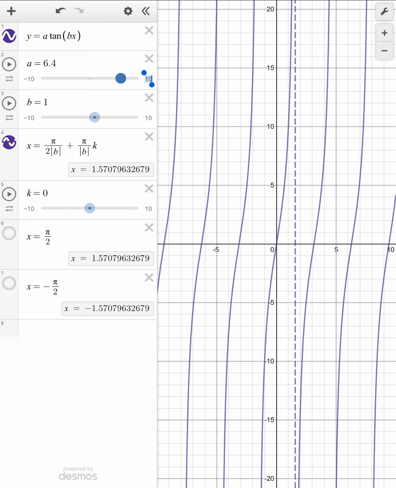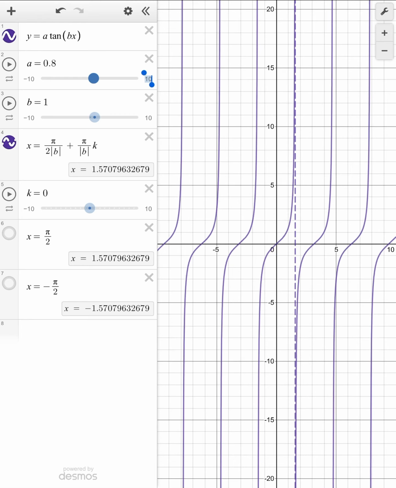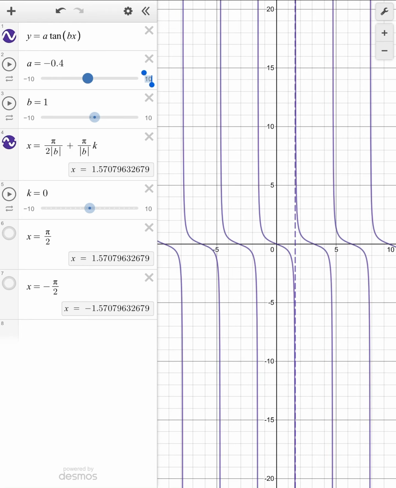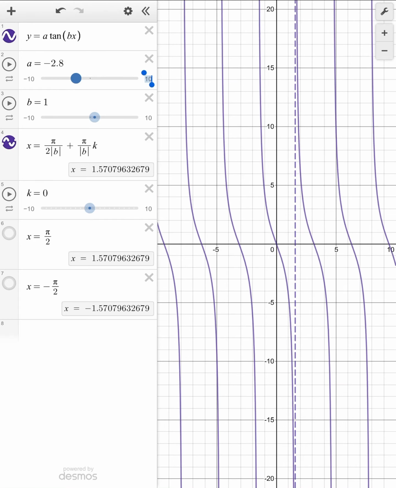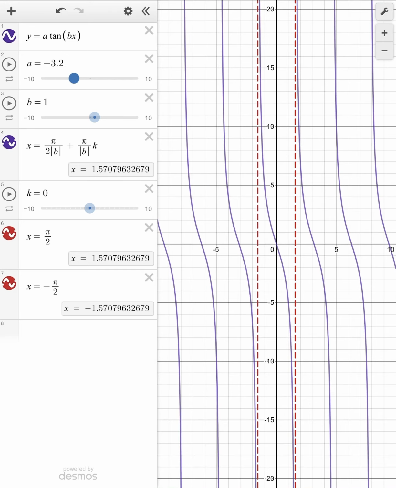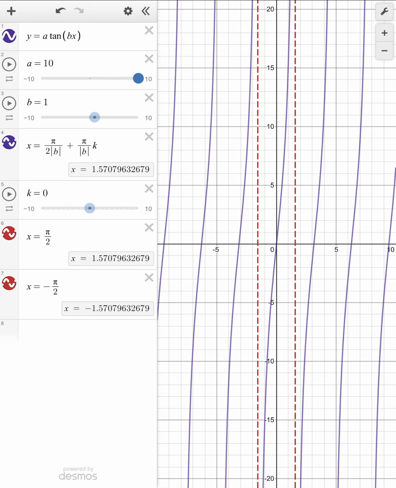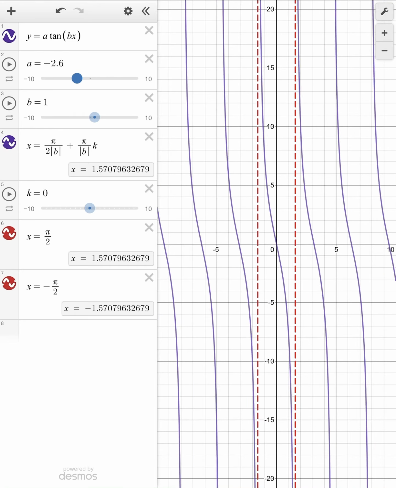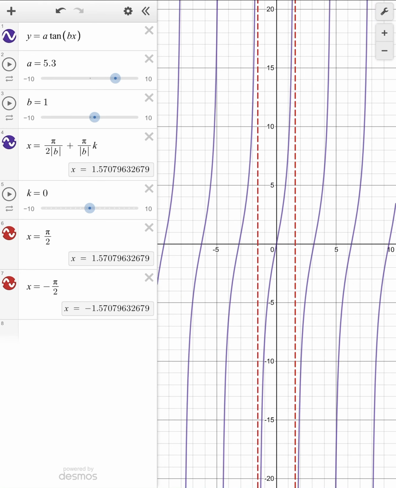And then as I go back down towards 1, when A is between 0 and 1, it kind of fattens up. And check out what happens when A is negative. So something interesting happens here: my behavior around my asymptotes is different, right? I've reflected across my y-axis. So when A is negative versus when A is positive. We'll see that in the graph later.